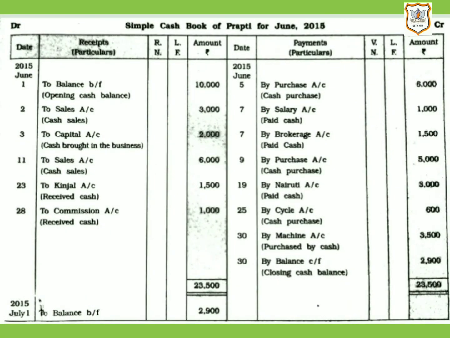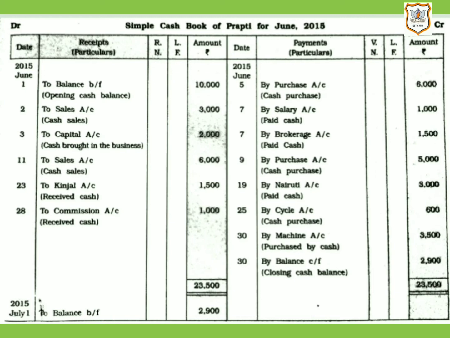Now next transaction, date 23rd. Kinjal paid rupees 1,500 for goods sold to her in the previous month. Here we are getting cash. Kinjal is paying cash to us for goods sold to her in the previous month. So as we are receiving cash, we will record it on the debit side or receipt side.